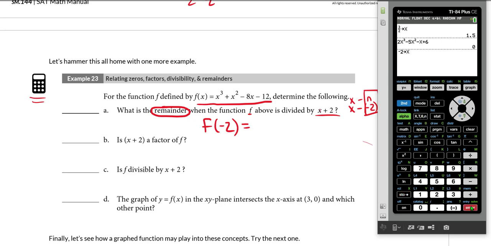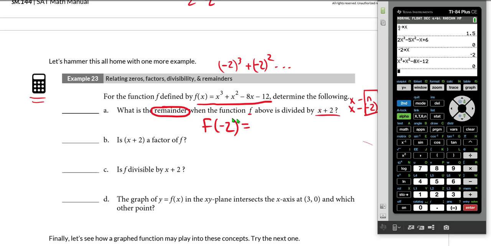By the way, if you do not have the store function on your calculator, you're just going to have to plug in negative 2. You know, you can just type this into the calculator like this. You just got to make sure that you're putting parentheses around the negative 2 so you don't make any careless mistakes. I now have negative 2 stored in my calculator as the x value, so all I am going to do now is I'm going to do x cubed plus x squared minus 8x and minus 12.